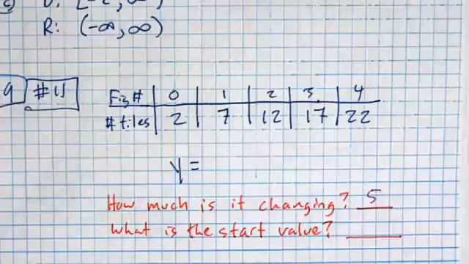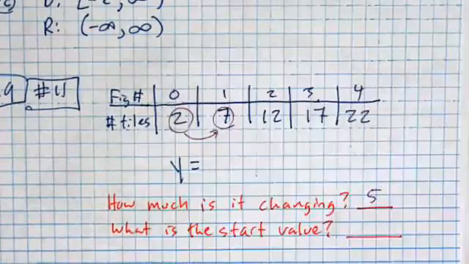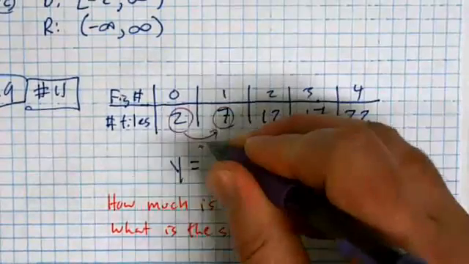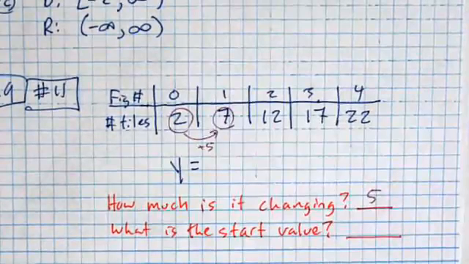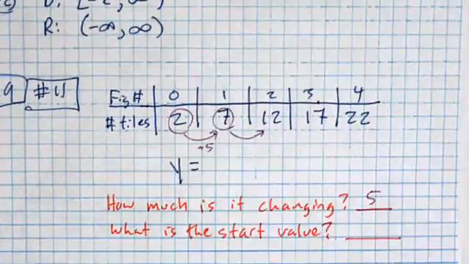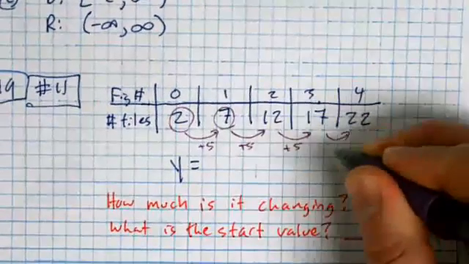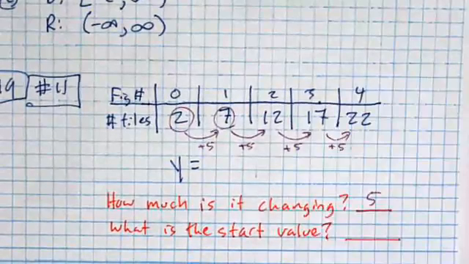Can somebody else who got 5 explain to me how you knew that the change was going to be 5? I appreciate you volunteering. I'm going to get someone else. What'd you get? How'd you get it? So you looked at this 2 and this 7, and you said from 2 to 7 is adding 5. And is that consistent? Is it behaving consistently? If I go from 7 to 12, am I also adding 5? And from 12 to 17, and from 17 to 22? All right, so we're pretty okay with how it's changing.